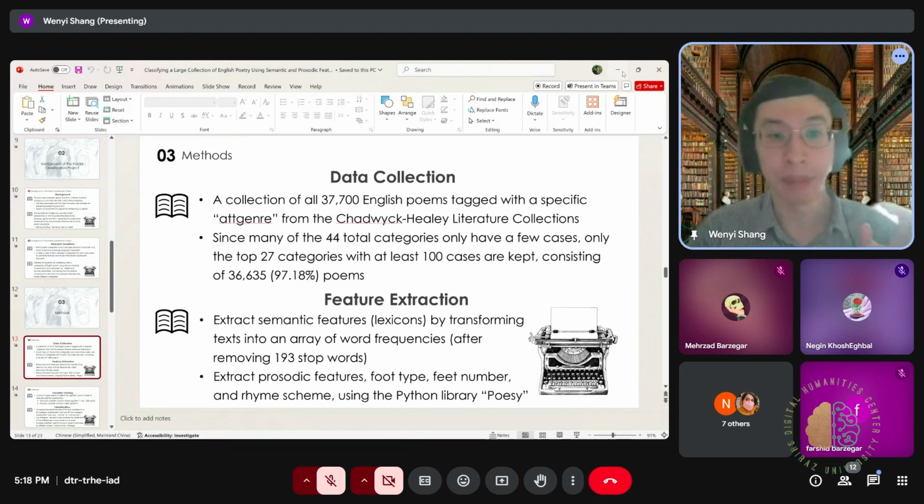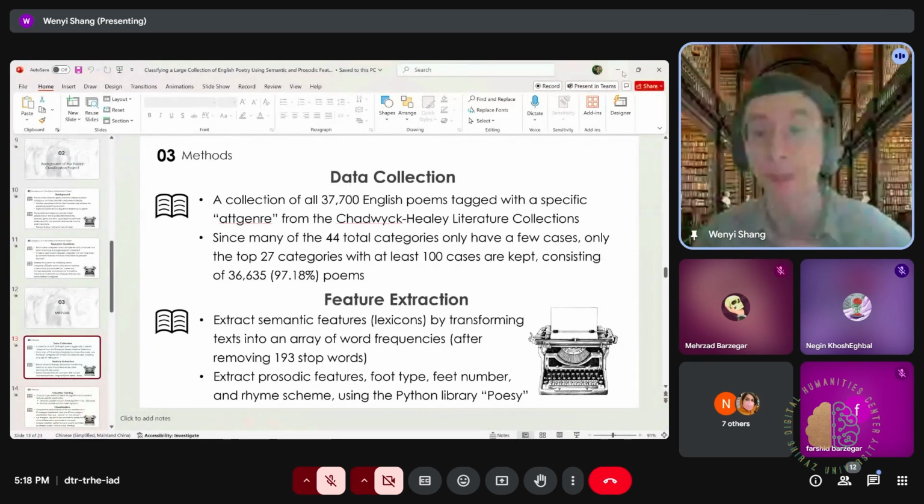Since many of the 44 total categories only have a few cases, we only collected the top 27 categories with at least 100 cases, consisting of the vast majority of the poems, over 97%. Then we extract the features, both the prosodic features and the lexical, the semantic features. For the semantic features, we extract the lexicons, basically what words they're using in each poem, by transforming the text into an array of word frequencies.